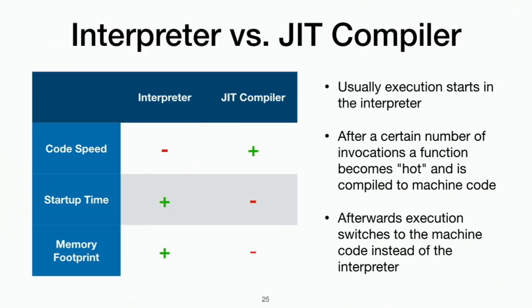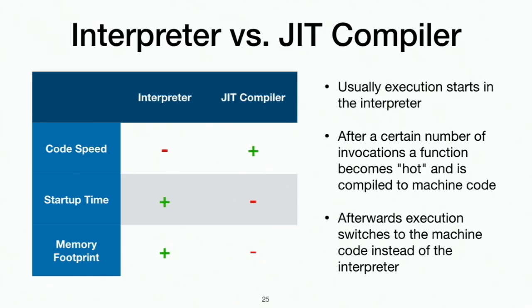However, there are some drawbacks also. One is that the startup time of an interpreter is probably much lower. It can just start executing the code immediately after the bytecode compiler finishes, versus a JIT compiler, which has to do these expensive optimizations, etc. So it takes a lot longer to start executing code. It's kind of the same with memory: the interpreter probably uses less memory than the JIT compiler.